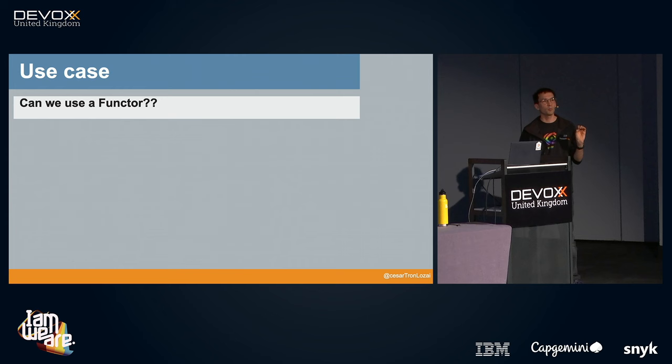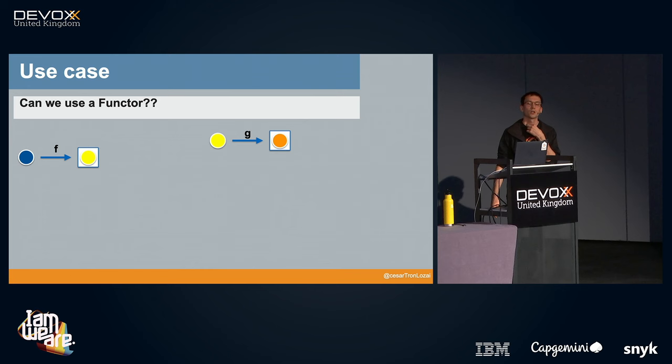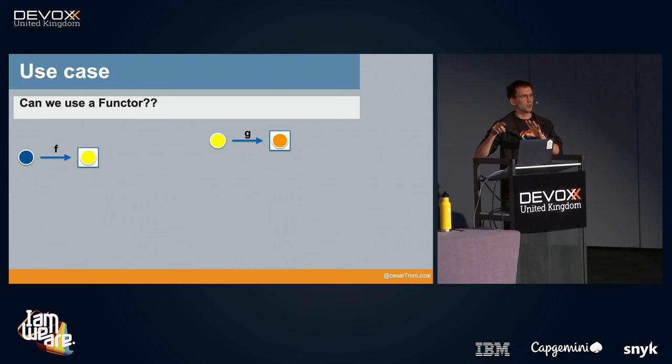So we start again. We have blue, but now the function goes from square to yellow in a box. So now we know it's a functor. Okay? And we have a function that goes from yellow to orange. So what was the definition of functor? Map. So okay, now it's going to look a bit weird, so I want to go slow.